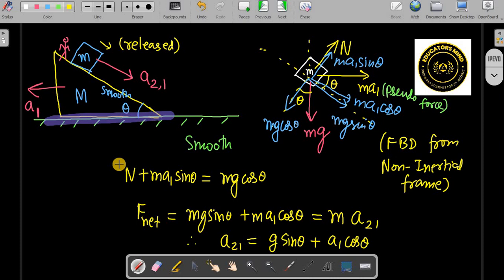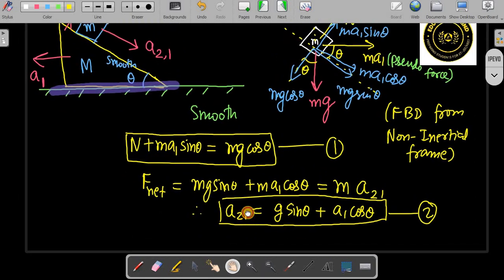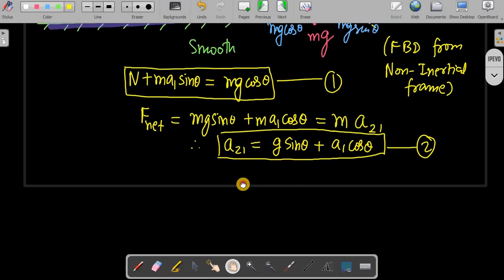Okay, and normal also we can calculate. Normal can also be, so let's write this as equation number 1. From here normal can be calculated. This is equation number 2. Okay, now if you see the free body diagram of the wedge, let us see the wedge free body diagram.